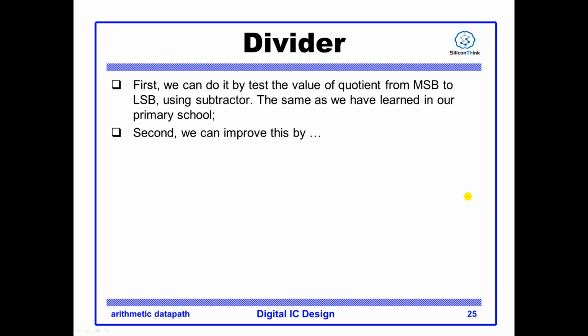So, as I have done before, to calculate the result of quotient, you have to do many times of subtract, and the operation is serial. They are not parallel. The test of MSB and the test of 1 bit lower than MSB is serial. They are not parallel.